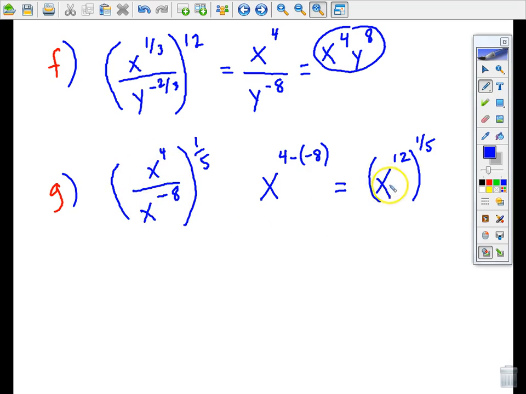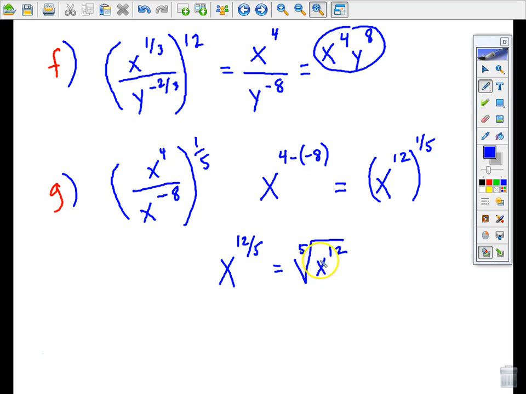I took two x's and converged them into 1. Now I'm going to do the power 12 raised to the power 1/5, and that gives me x to the 12/5. Change this into radical form. That's the 5th root of x to the 12th.